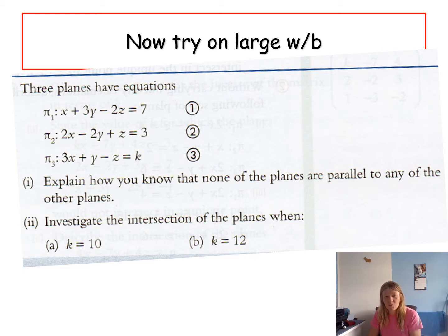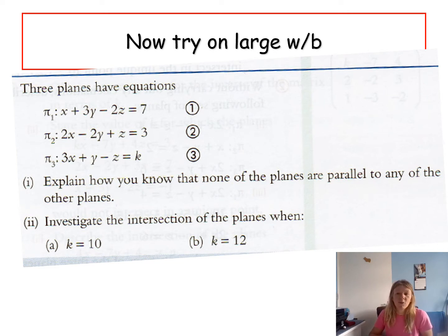Explain how you know none of the planes are parallel. Remember, don't look at the constants on the end, just look at whether these are any multiple of each other. That will tell you if they're parallel. And then it says you've got to investigate the intersection of the planes when k is 10 and when k is 12. So basically what you were doing last week, stop this video, have a go, and then I'll flash up the answers. So hopefully pause now.